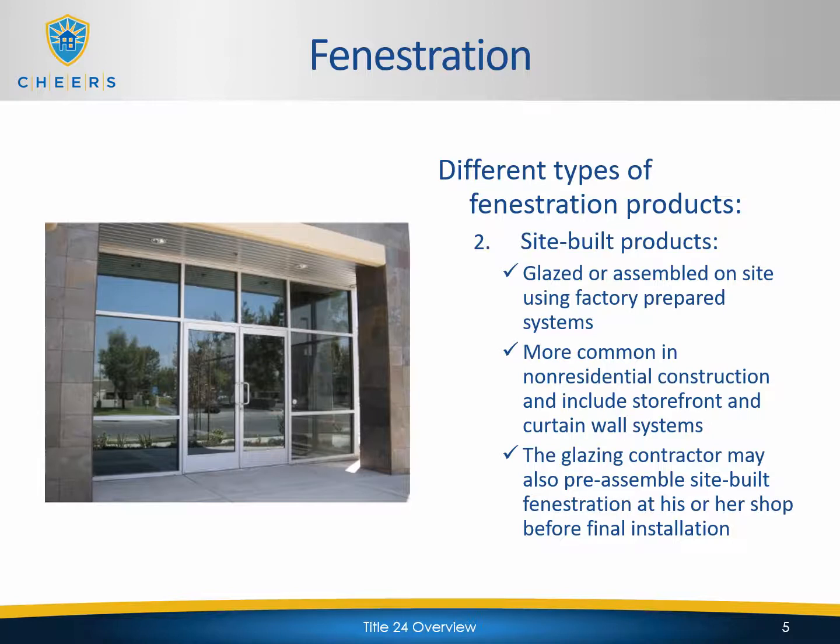We then have side build products. They're glazed or assembled on site using factory prepared systems. They're more common in non-residential construction and include storefronts and curtain wall systems. The glazing contractor may also pre-assemble side build fenestration at his or her shop before the final installation. So again, not very common in residential construction. You might see them in some custom home scenarios, but for the most part, it's going to be a non-residential application. And again, these are basically windows that are built by a manufacturer, but they come in pieces and then they're built on site.